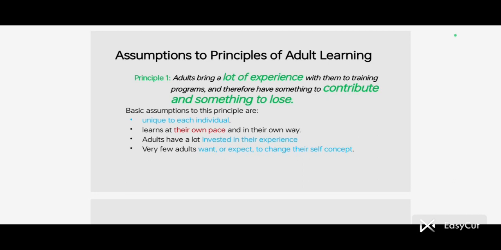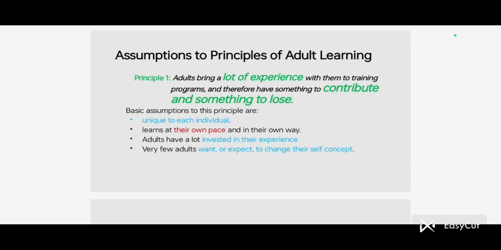The big assumptions to this principle are: one, adult learning is unique to each individual. Every person learns at their own pace and in their own way. That means there is no one way of teaching adults, because adults have their own experience. Different adults bring different experiences to learning places, depending on their age, the experience they passed through, the environments they lived in, and their academic background. Therefore, when we treat them, we have to consider these issues.